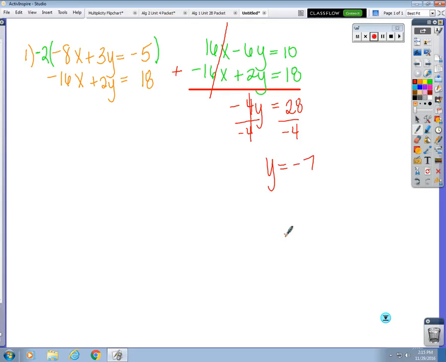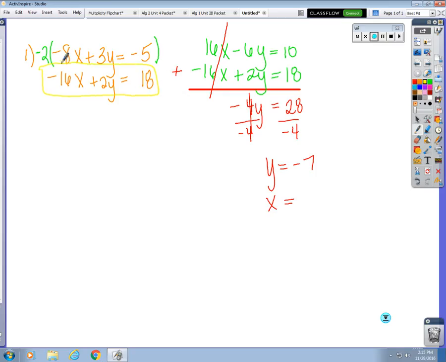Once you find the y, though, you're not finished with the problem. To solve a system, you have to find the x value and the y value. How can we now find the x value? Right, you can plug it into any of the equations you want. Which one would you like to plug it into? This one?